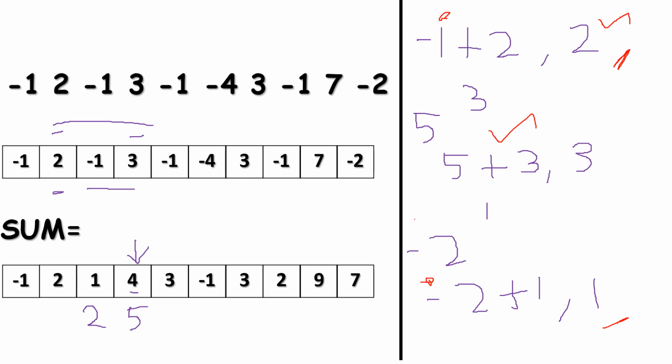Now we are at the end of the problem. The maximum subarray sum is the maximum of this array, and it is 9. And this 9 comes from this subarray 3, -1, 7. So whenever we are adding a new number, we are continuing our subarray, or if we are starting with a new number, then we are starting a new subarray.